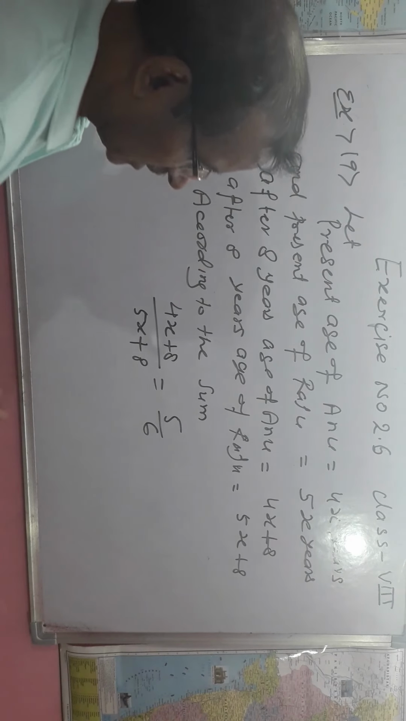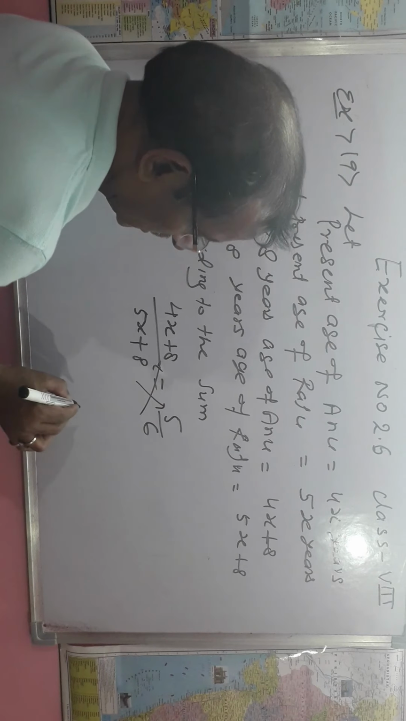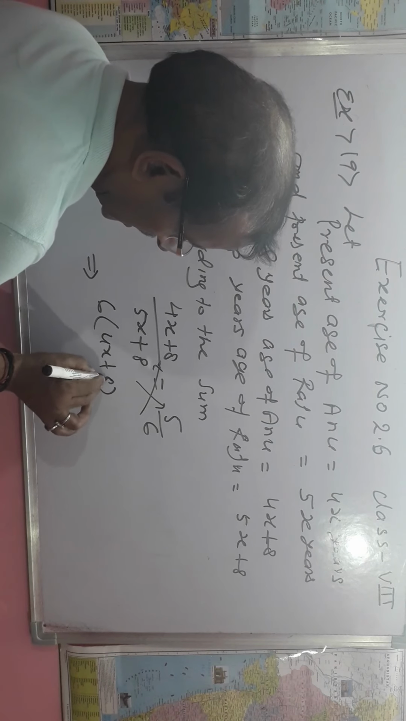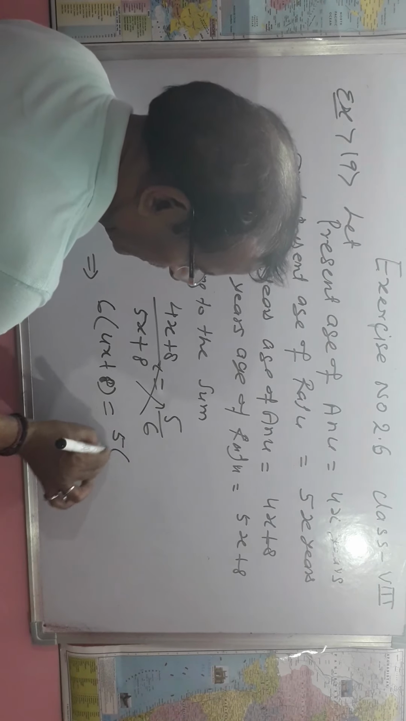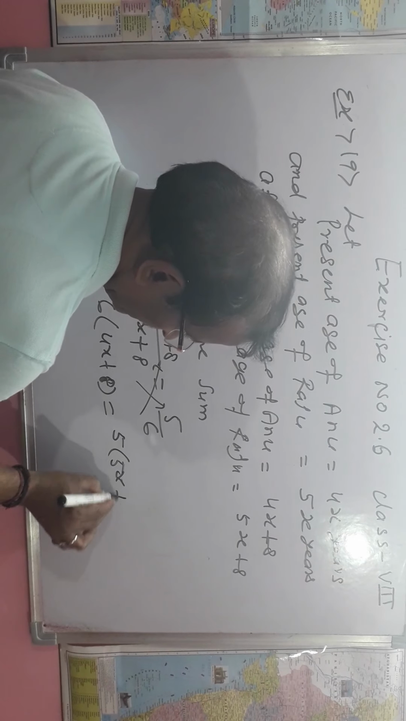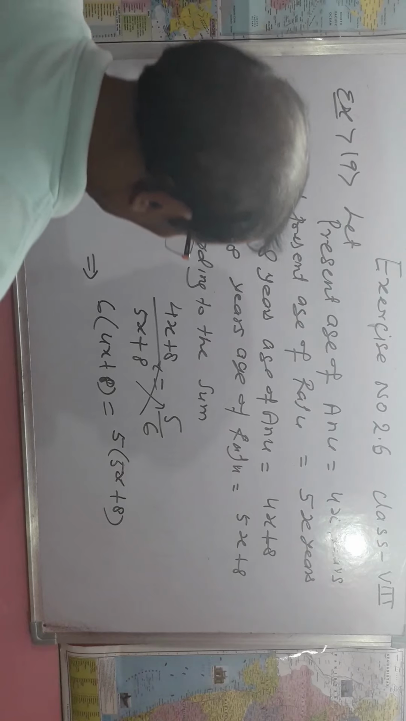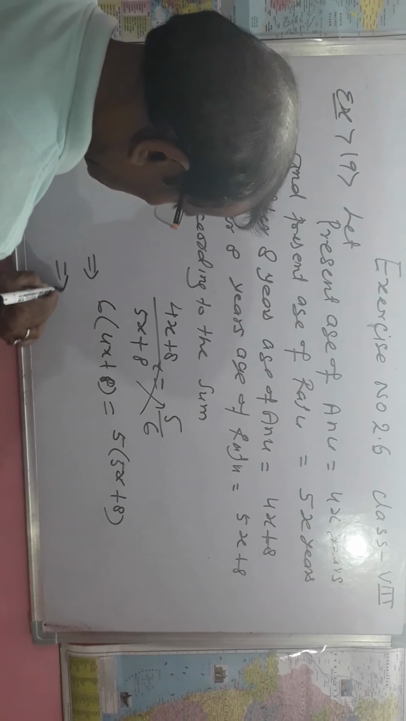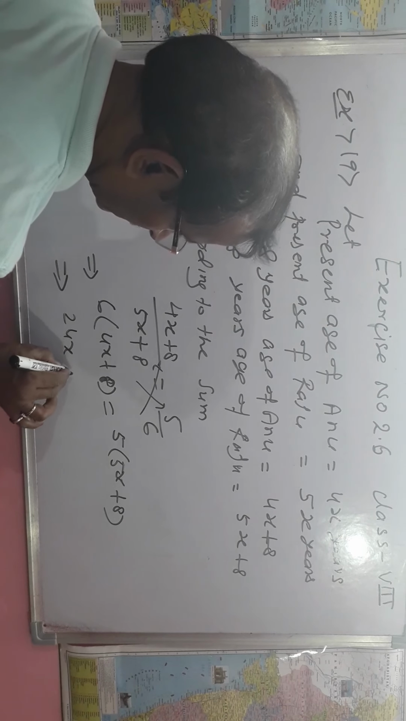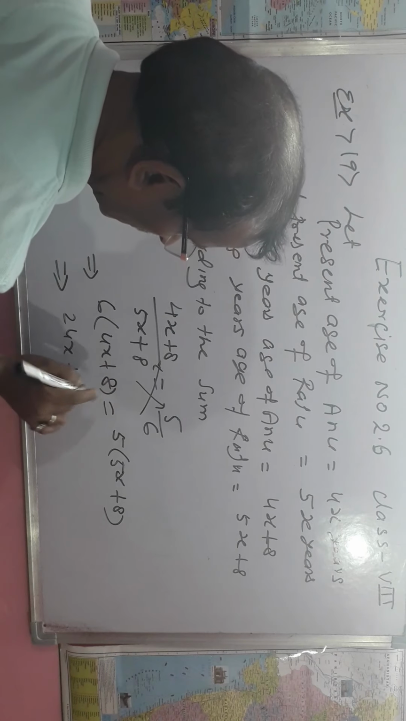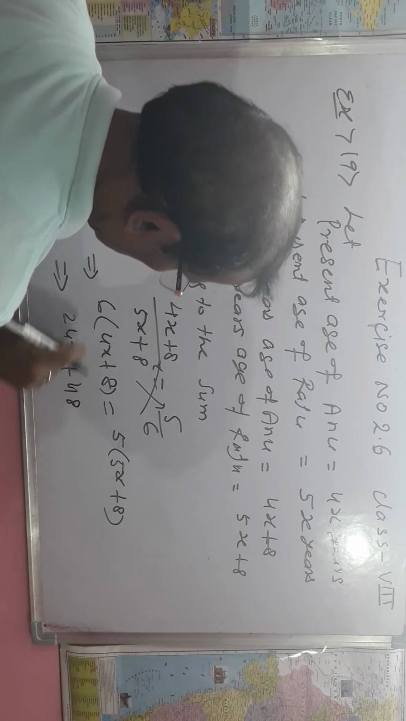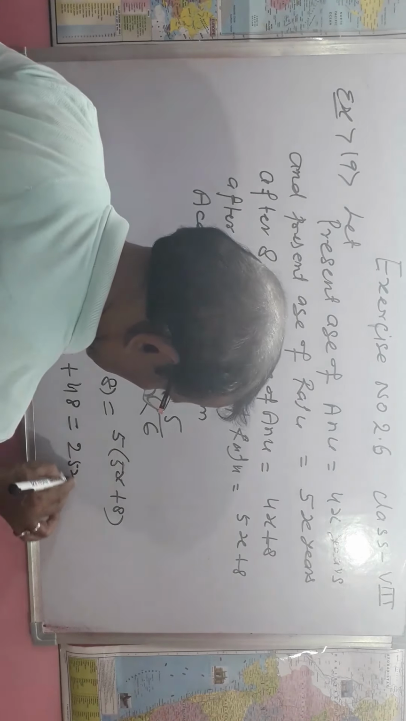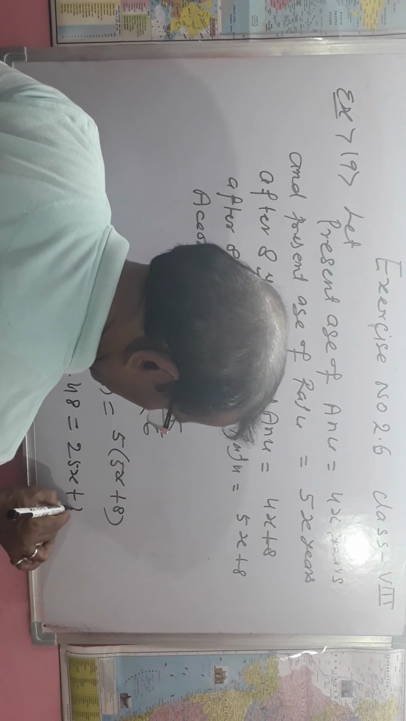In this question, we will cross multiply. Then we can write 6 multiply 4x plus 8 is equal to 5 multiply 5x plus 8. Then we will get 24x plus 48, 6 8s are 48, is equal to 5 5s are 25x, 5 multiply 8 is 40.